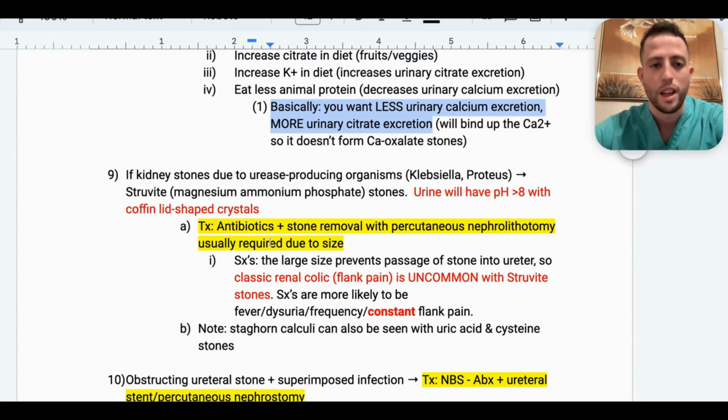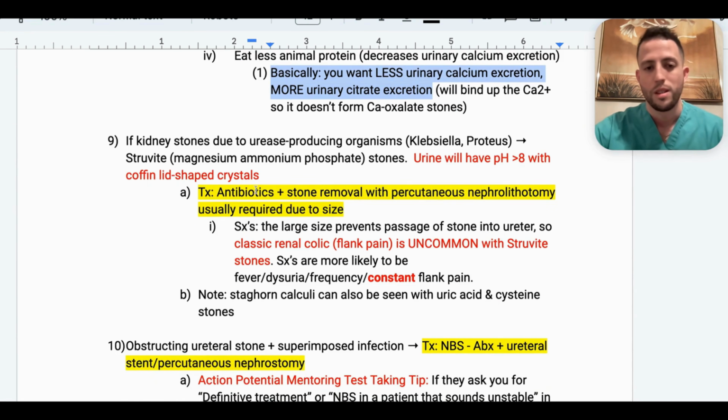Number 9, if kidney stones are due to urease producing organisms such as Klebsiella or Proteus, you're thinking struvite stone. And so these will be magnesium ammonium phosphate stones. The urine will have a pH over 8 with coffin lid shaped crystals. The treatment for struvite stones is antibiotics with stone removal via percutaneous nephrolithotomy, usually required due to the large size.